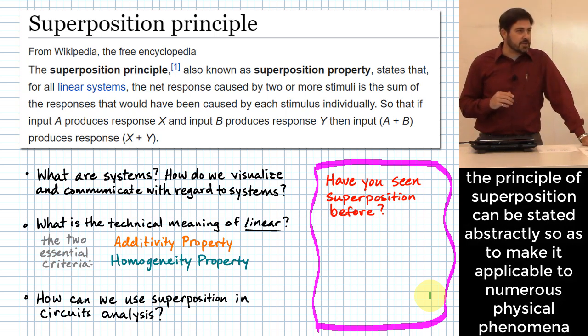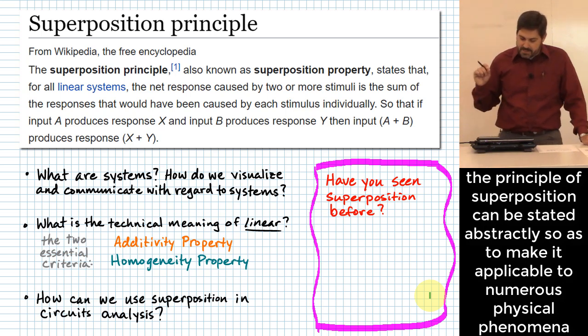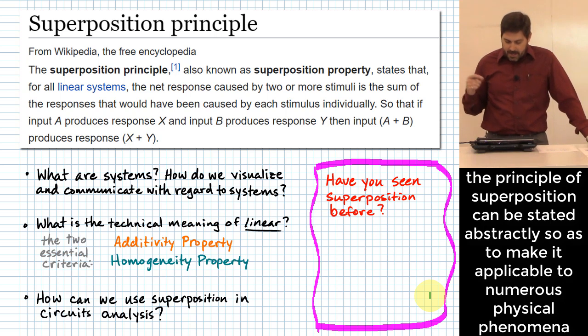This is what it actually says on Wikipedia about superposition, and it's a pretty good definition, so I pulled it off of there to use it. It says the superposition principle, also known as the superposition property, states that for all linear systems, the net response caused by two or more stimuli is the sum of the responses that would have been caused by each stimulus individually. So that if input A produces response X and input B produces response Y, then an input of A plus B would produce a response of X plus Y.